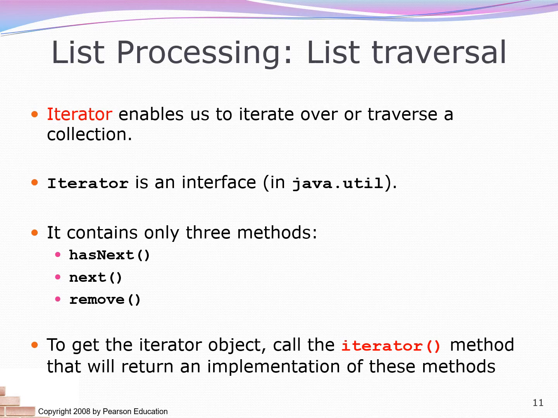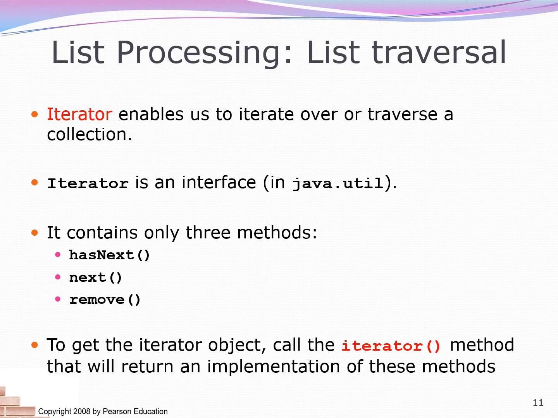I have mentioned to you that when we use ArrayList or LinkedList, you need to be able to traverse it. You need to check from front to end. You need to be able to iterate over or traverse a collection, checking one by one from the front. So how do you do it? You use Iterator. It is actually an interface in java.util. So if you want to use Iterator, you need to import java.util.